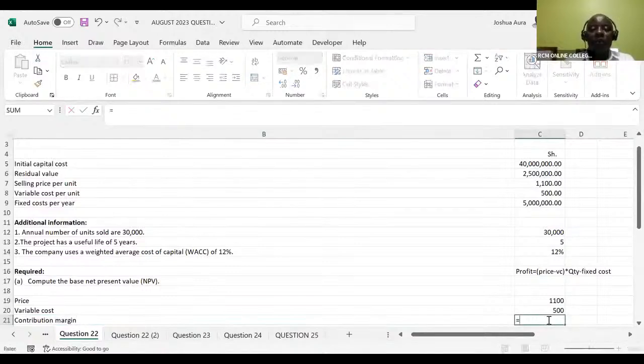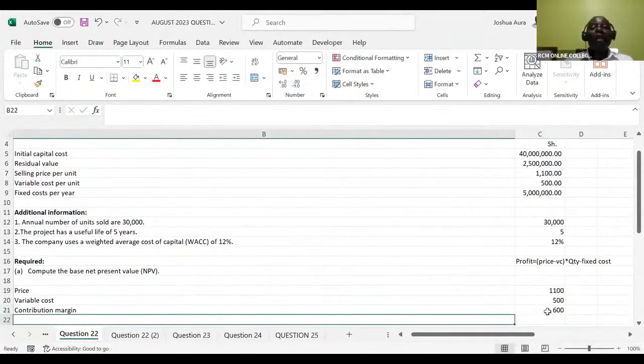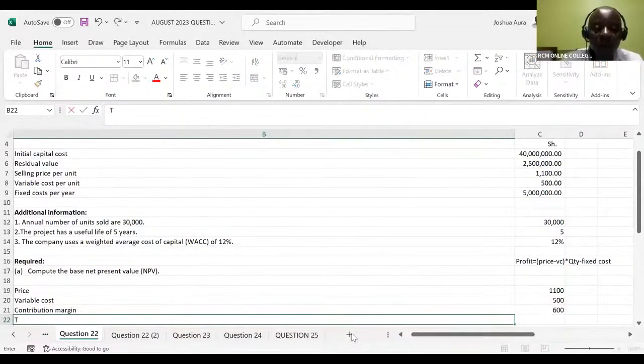And then you say equals, you pick the selling price minus the variable cost. Enter. Now I've been able to get, ladies and gentlemen, the contribution margin. Contribution margin is the same as contribution per unit. Once I get contribution per unit, then of course I'm in need of total contribution. So I'll come and write here total contribution.